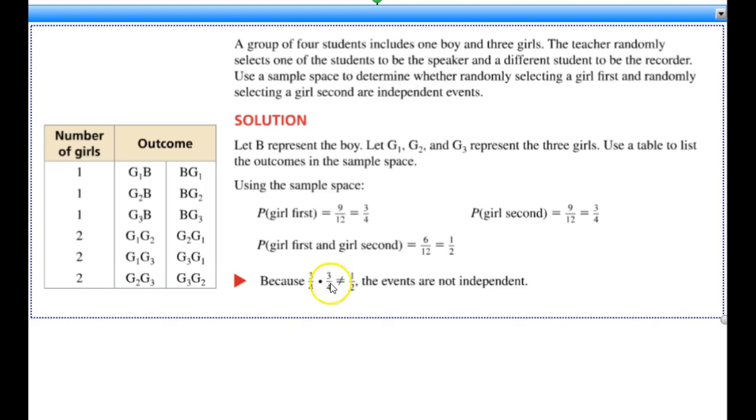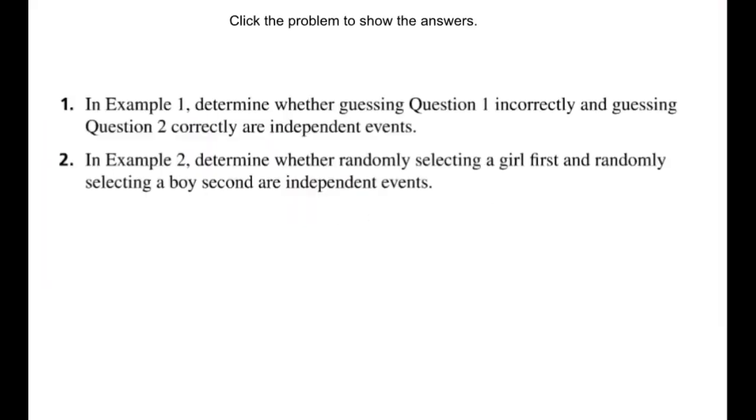So now I want to look and say, well, 3/4 times 3/4 is not the same thing as 1/2. These events are not independent. It depends on what I pick first, on what is left in my sample. The selection of the first person changes the things that I have left to select from. So those are not independent events.